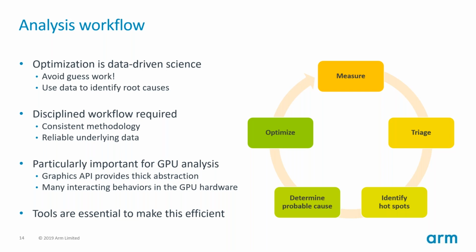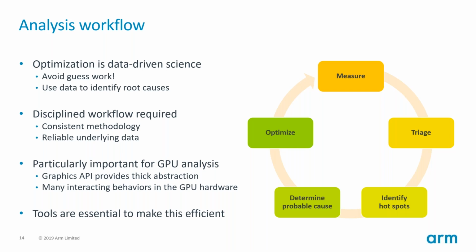Because you're iterating and you're relying on data measurement to do this well, you need a consistent methodology and reliable underlying data. If things are moving around underneath you that you can't control, then it's quite hard to actually do 2 runs with a change applied and guarantee that you've made an improvement.